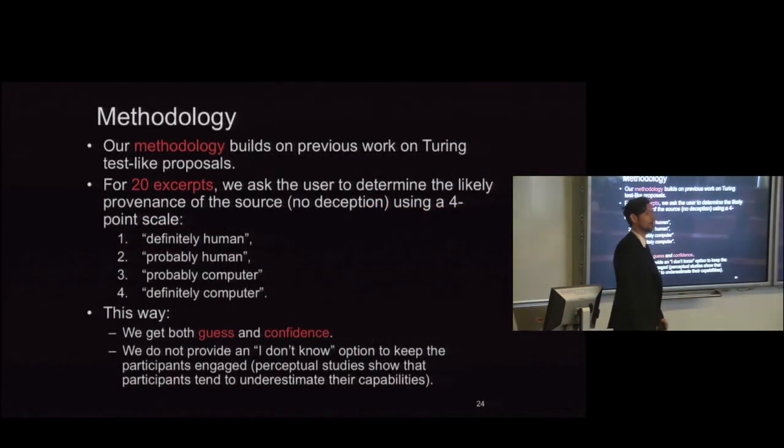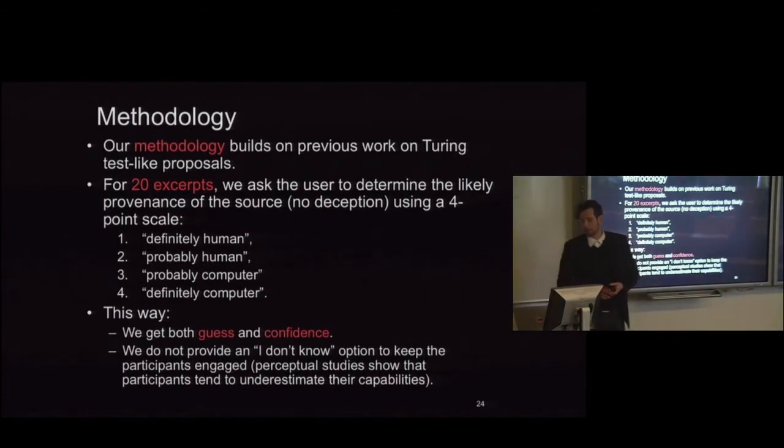I won't be able to present all of them today, obviously, but I want to take a quick example to give you a feel for it. So for example, here, it's a bit of a Turing test-like methodology, one of the many we came up with. In that case, we play 20 excerpts to each participant of the study, and we ask people to decide if for them it feels like it's definitely human-made, probably human-made, probably computer-made, definitely computer-made. So in that case, we get both a guess and also a confidence level, whether they're sure or quite unsure. You notice that there's no I don't know option.